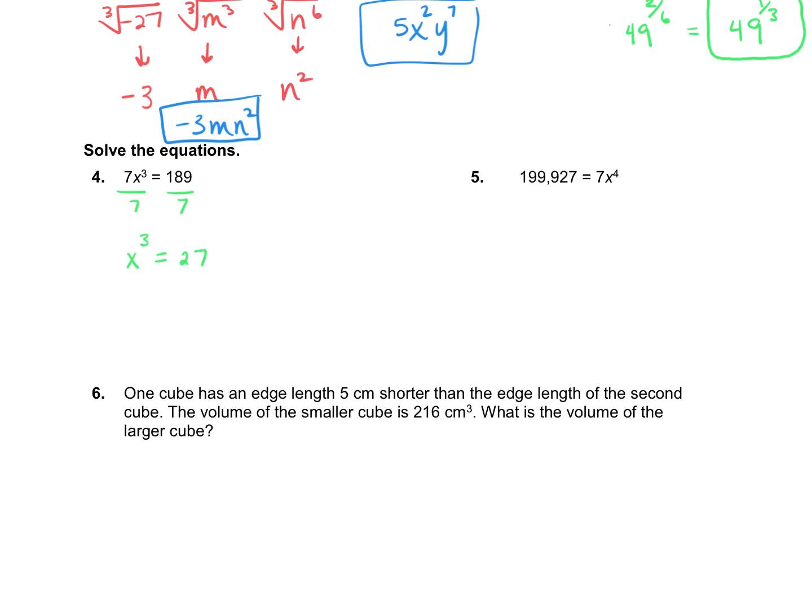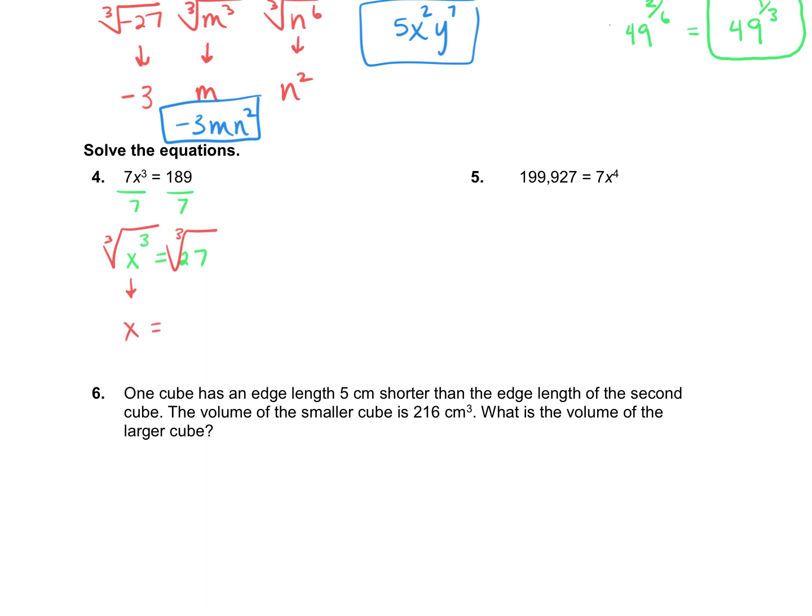And then to undo the x cubed, we are going to take the cube root. And if we do that to one side, we have to do that to the other side. So there's that cube root of x cubed. Anytime the power and the root match, it just leaves us with x equals. Now the cube root of 27 is 3.